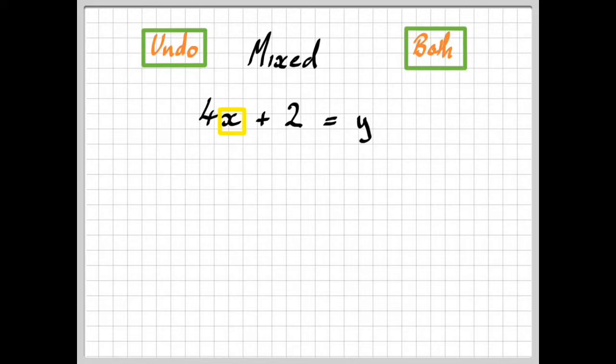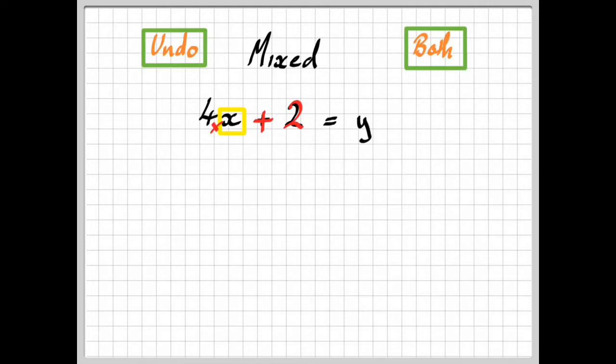Okay, now let's look at the fourth rule. This is for mixed situations. Now what you can see here is 4x plus 2 equals y. We're going to rearrange for x. What's happening to x though? Well, it's been multiplied by 4 and it's having 2 added to the equation.